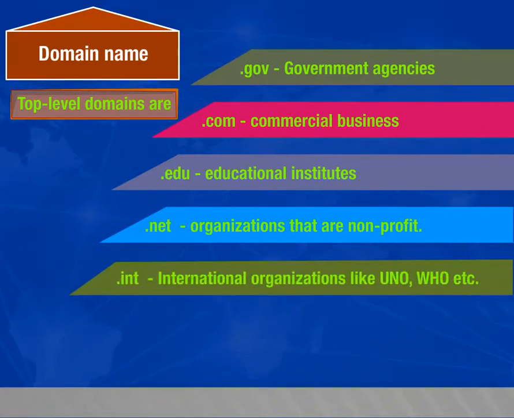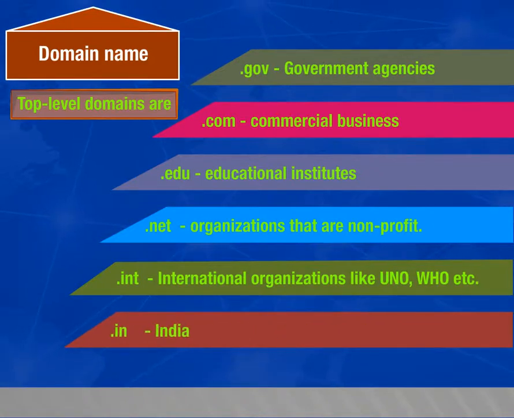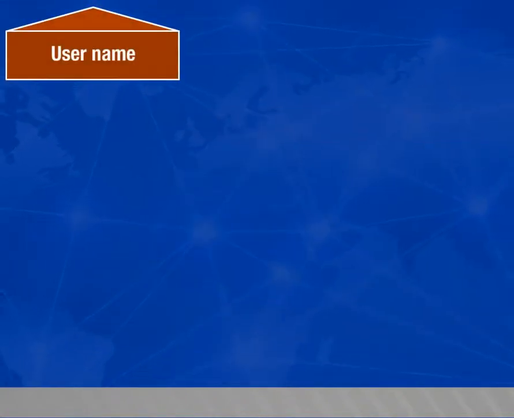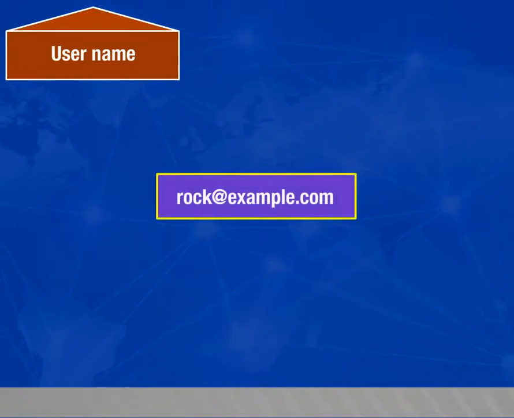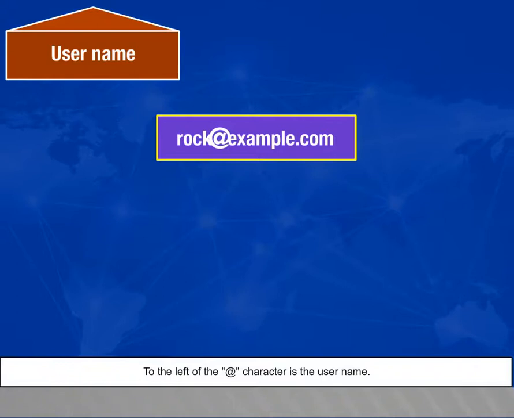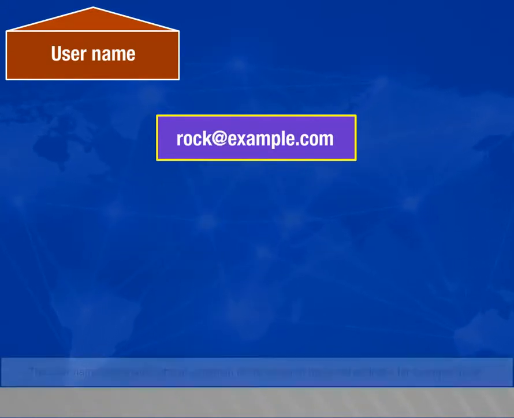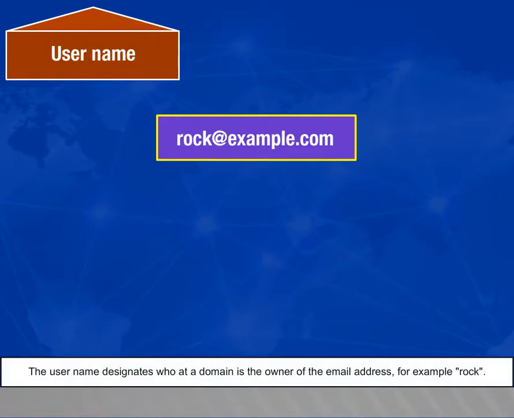.int is for international organizations like UNO, WHO, etc. .in is for India. Username: to the left of the @ character is the username. The username designates who at a domain is the owner of the email address, for example, rock.